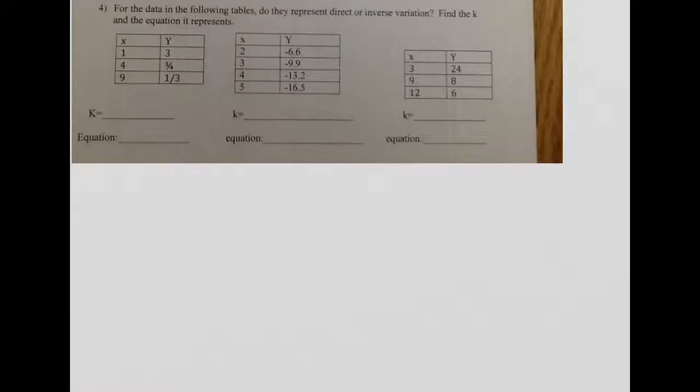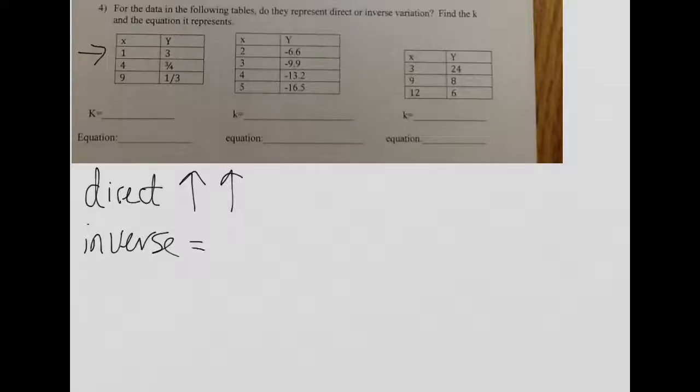Okay, in number 4, you need to figure out what the table is representing. Is it a direct graph or an inverse graph? To figure out if something is direct variation, both values need to be increasing in both columns. So looking at the first one over here, it's definitely not direct variation. It looks like it might be inverse. One's going up, one's going down.